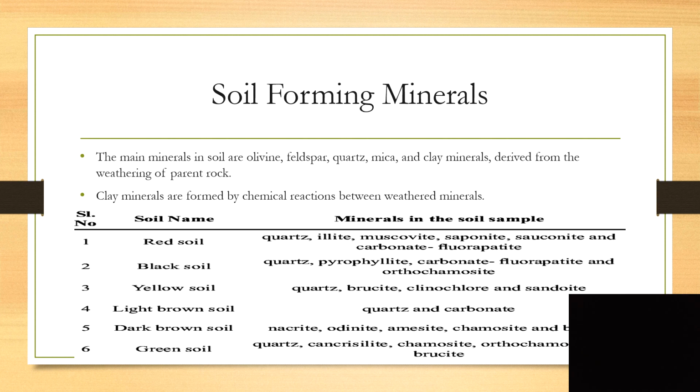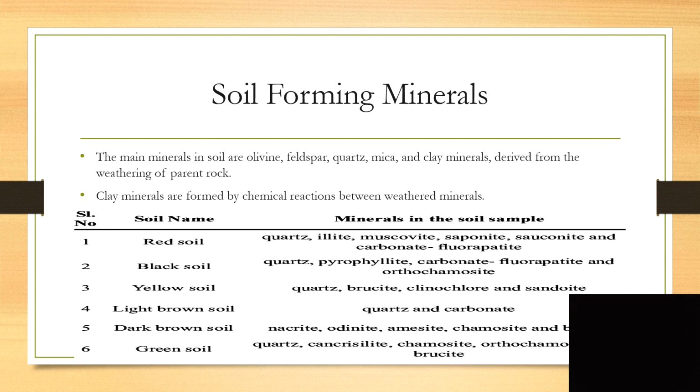In the next slide, we're going to see soil forming minerals. Soil forming minerals are the inorganic constituents derived from the weathering of parent rocks. These minerals provide essential nutrients and influence the texture, color and fertility of the soil. The primary minerals are those inherited directly from rocks, such as quartz, feldspar and mica.